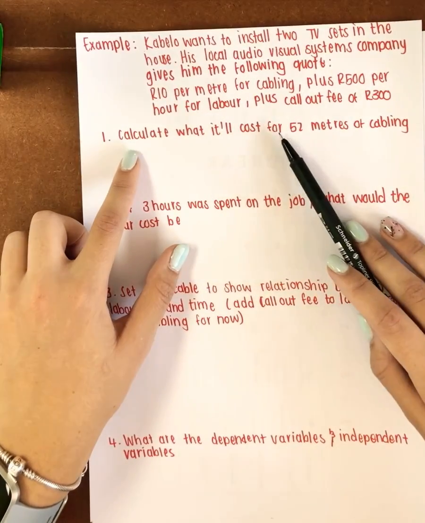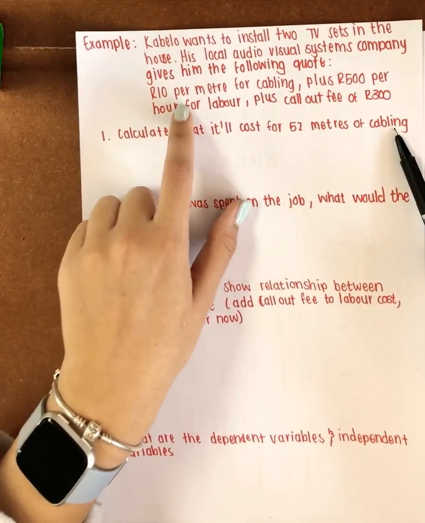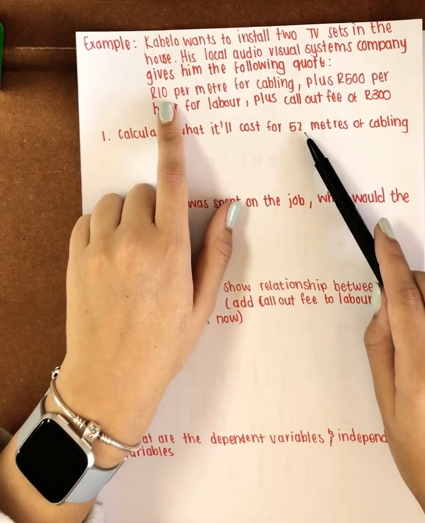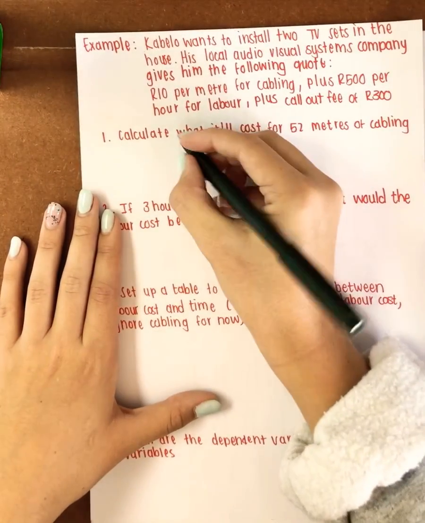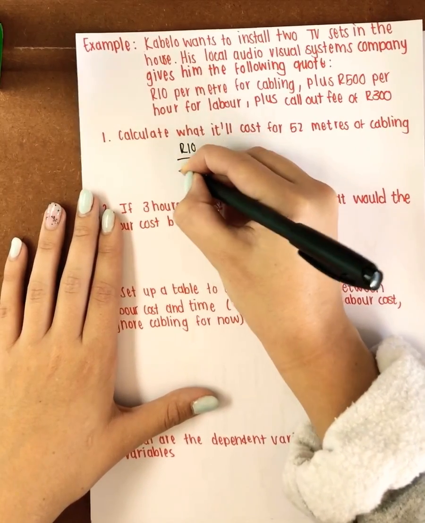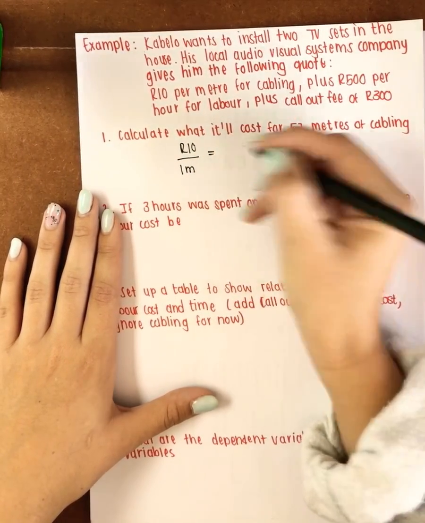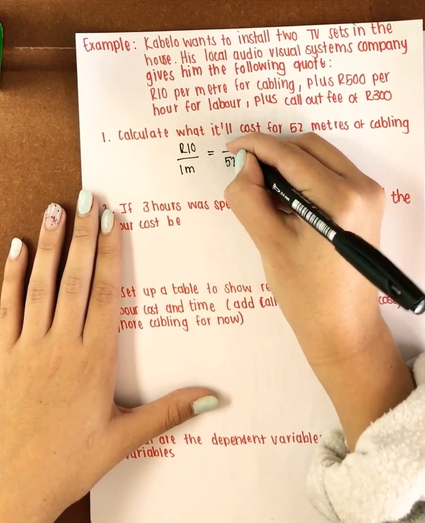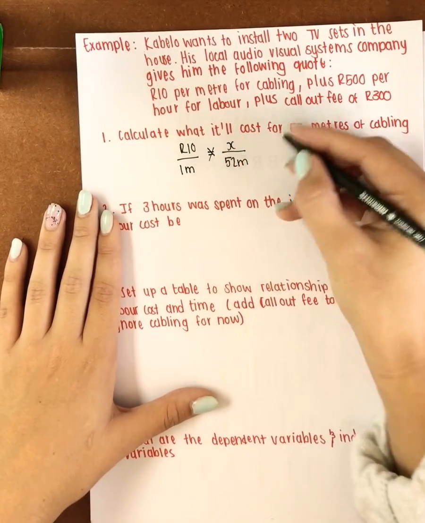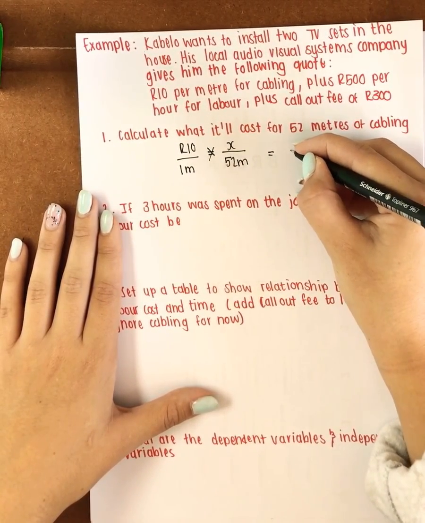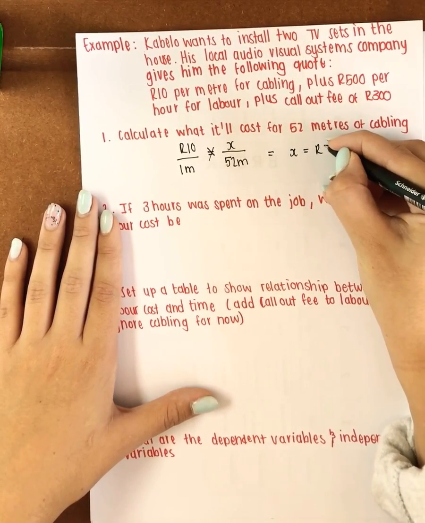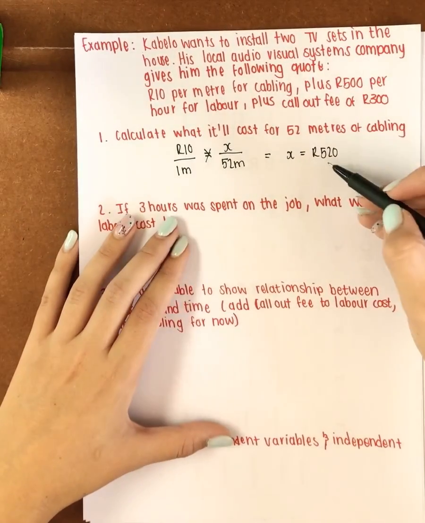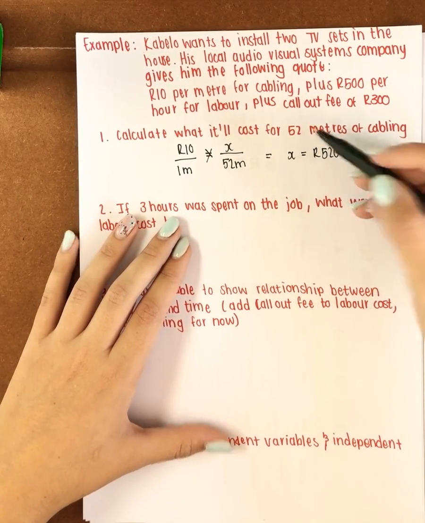So it says calculate what it will cost for 52 meters of cabling. So I go for my cabling and it said to me, I'm going to get 10 Rand per meter. Okay, and I need it for 52 meters. So I've got 10 Rand per 1 meter, okay? And I want to know if I've got 52 meters, how much will that cost me? Okay, so you cross multiply, and that will make it that your X is equal to 520 Rand. All right. Okay, now, so it will cost me 520 Rand for 52 meters of cabling.